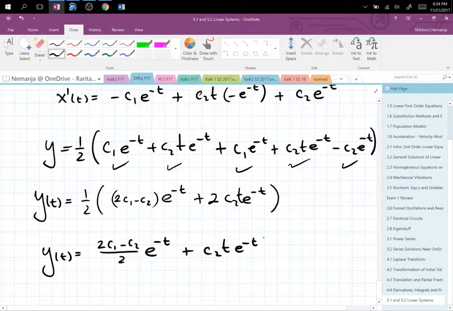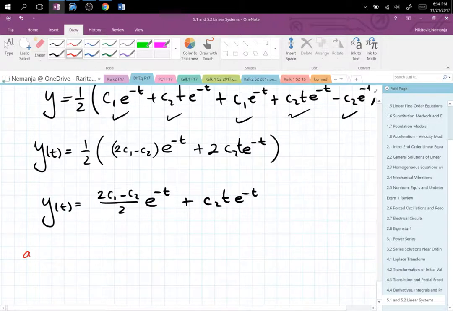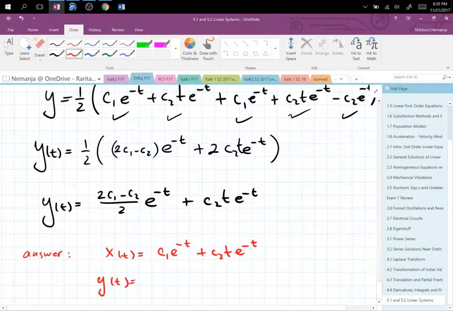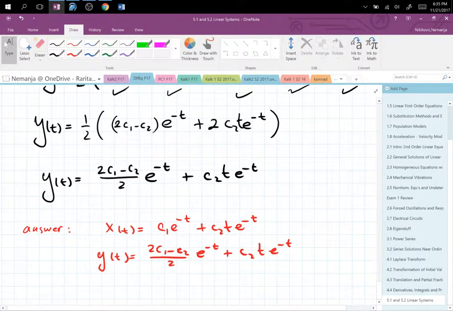So what's the solution or answer? The answer is when you put everything together, so x of t was given as c1 e to the negative t plus c2 t e to the negative t, and y of t is equal to 2c1 minus c2 over 2 e to the negative t plus c2 t e to the negative t. There we go. Got it. And that's the solution. That's what we were after.